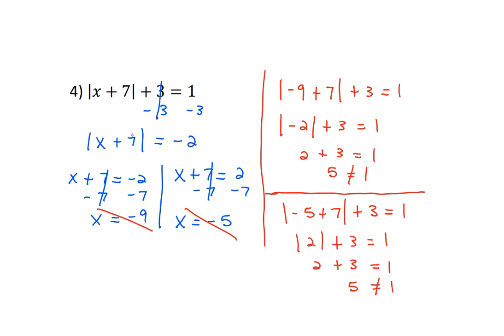So -5 also does not work. So if you notice, once you get the absolute value by itself on one side of the equation, if it equals a negative number, that's not going to work. But if you also are in the habit of checking your solutions every time, you'll see that that doesn't work. So this problem would just have no solution.